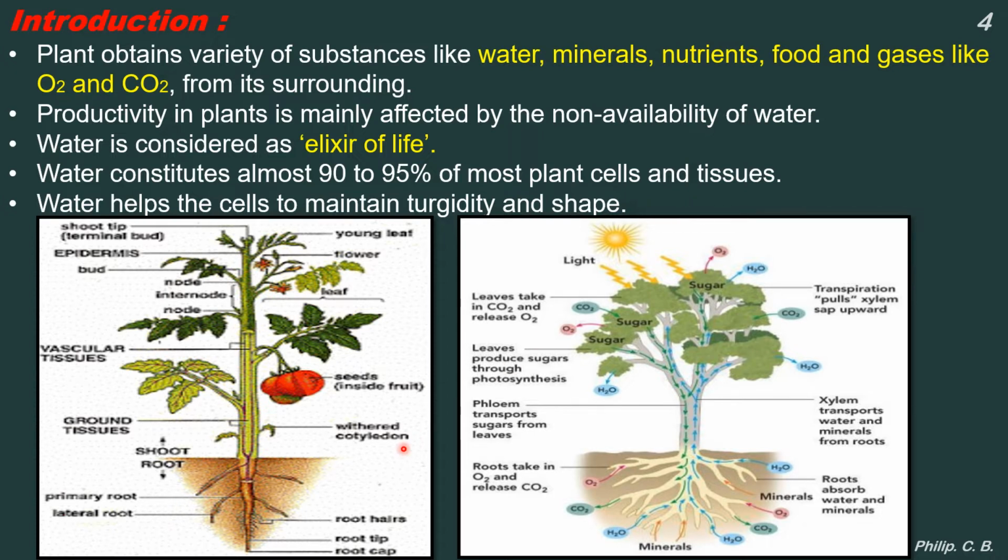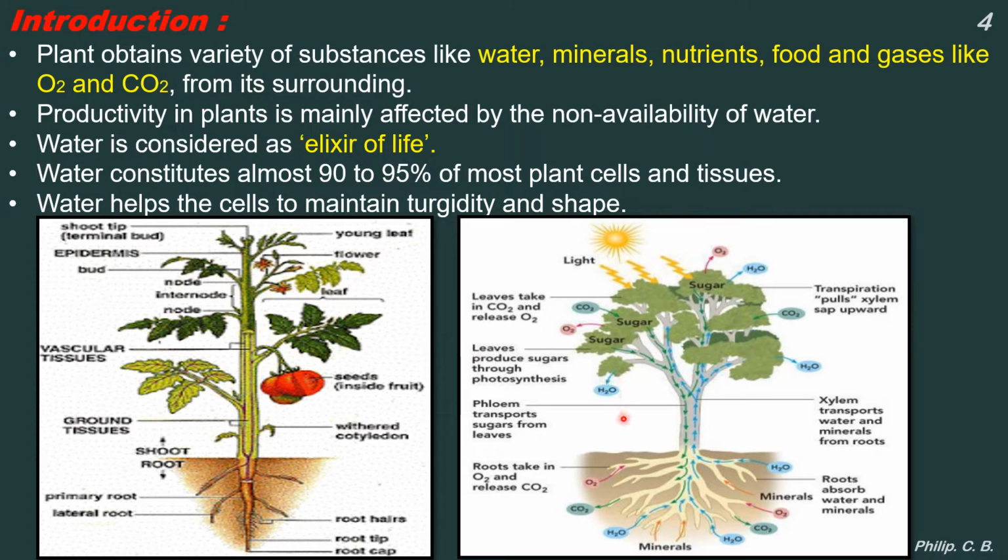So I just added two images over here. First image showing the entire plant part. If you just see the labeling, right from the lateral root, primary root, root hair, root tip, root cap, also the ground tissue present in the stem region, the withered cotyledon, the seeds present inside the fruit, along with the fruit, vascular tissue, nodes, internodes, bud, epidermis, the shoot tip, the young leaf, flowers, right? All the parts are seen in this particular plant image.